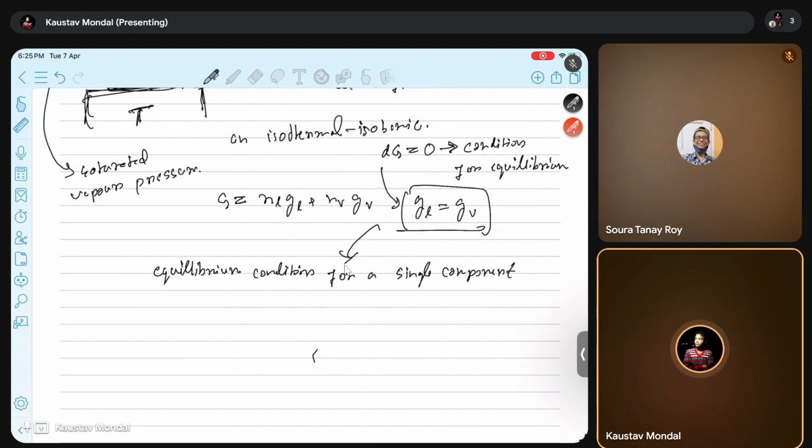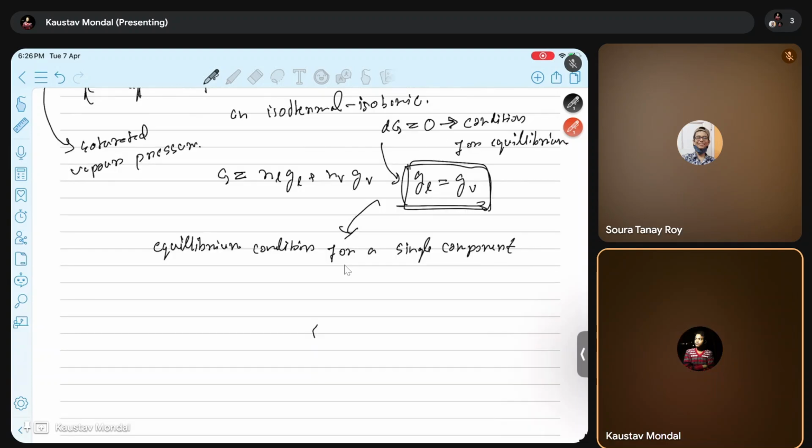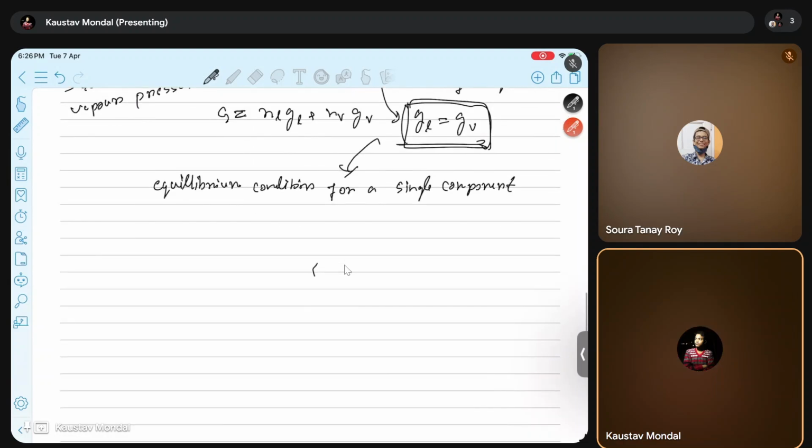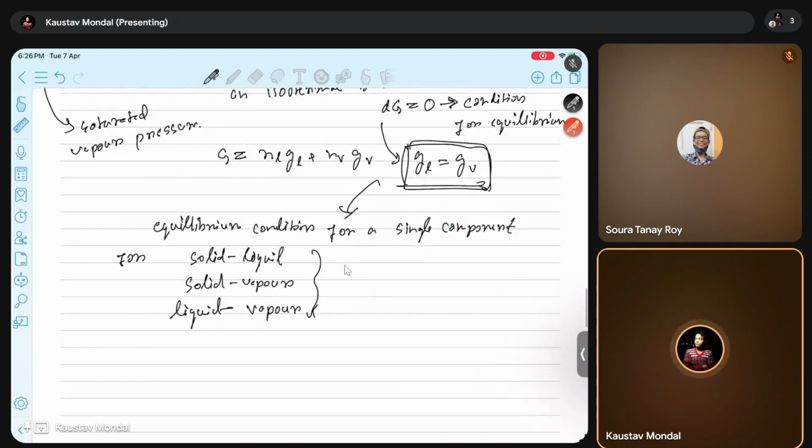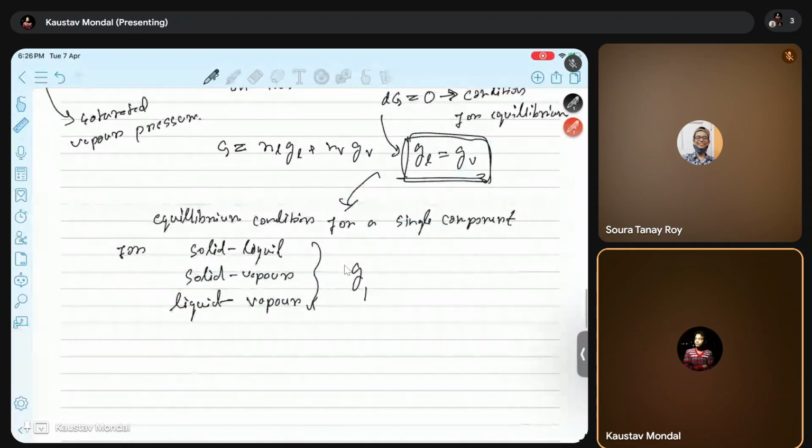Similarly, if the system contains solid and liquid, or solid and vapor, or liquid and vapor, in all of these cases, for all of the single component cases, this should be the condition for equilibrium: the Gibbs free energy of phase 1 should be equal to the Gibbs free energy of phase 2. General condition.